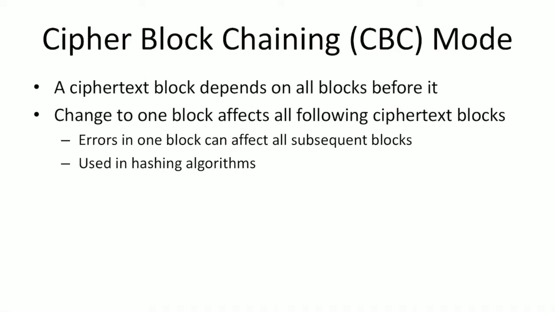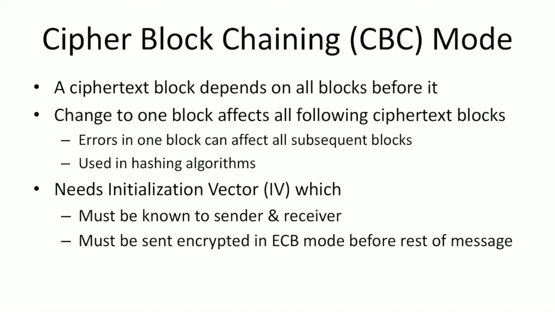The CMAC mode is based on CBC mode to calculate a message authentication code, essentially to check integrity. And what we do is we essentially encrypt plaintext using CBC mode and just take the last ciphertext block as our hash value or authentication code. Now CBC mode does need an initialization vector, which must be known to both sender and receiver, and it must be encrypted in ECB mode before the rest of the message.